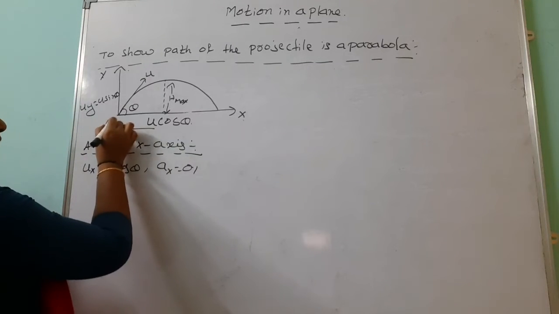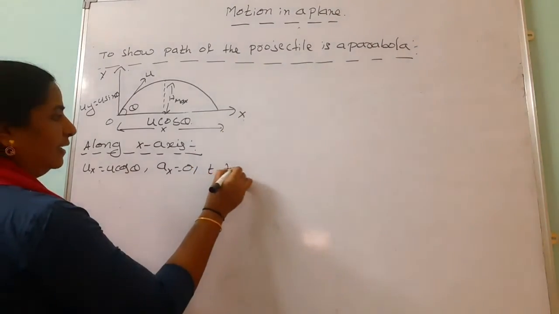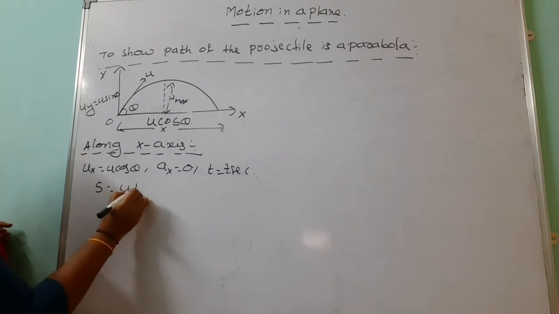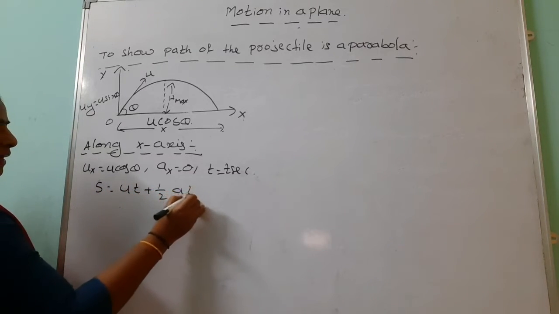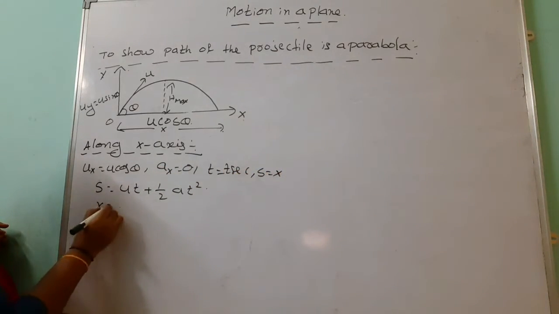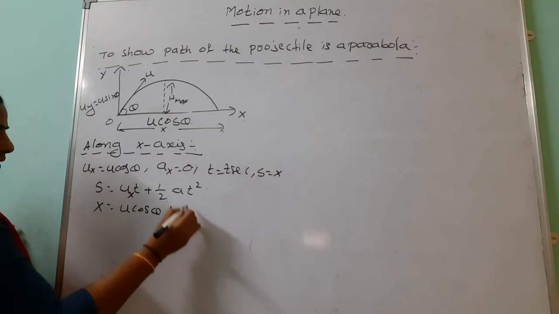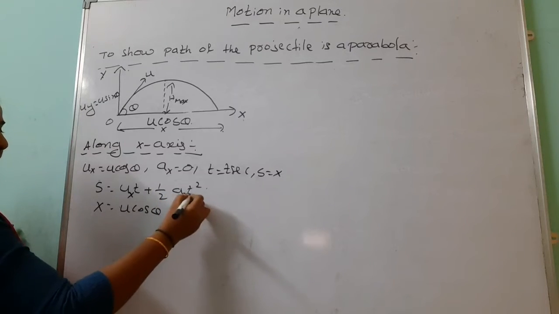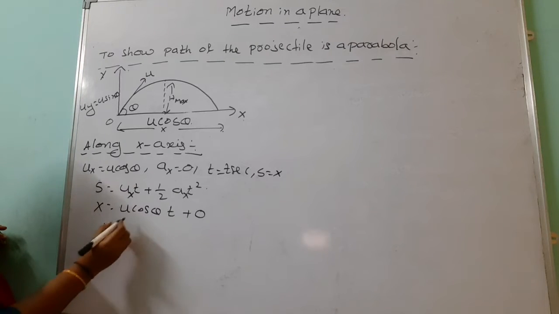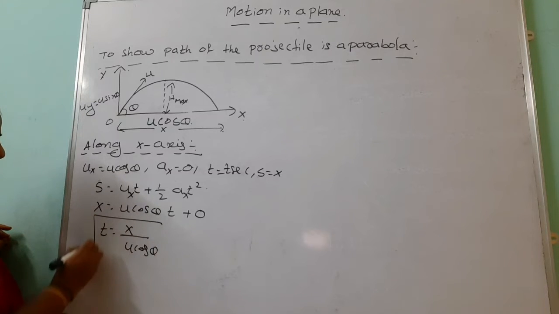From here to here, we consider the displacement to be x and the time to be t seconds. Then from the second equation of motion, s equals ut plus half at square. Here, instead of displacement, we take x. x equals ux, which is u cos theta because it is along the x-axis, plus ax into t square. This is 0, so 0 into something is 0. Finally, t equals x by u cos theta. This is okay, we can easily find it.